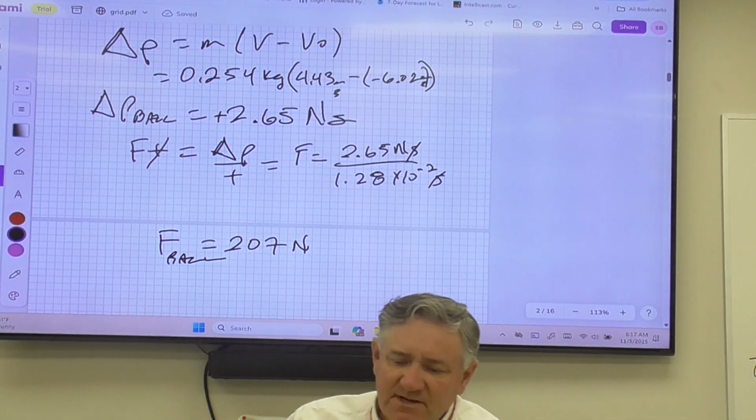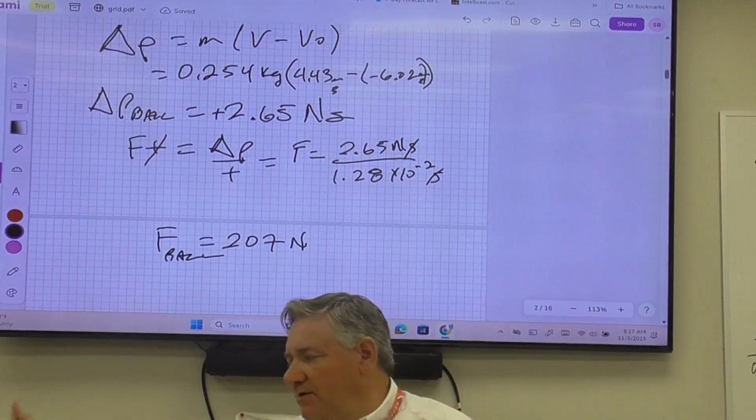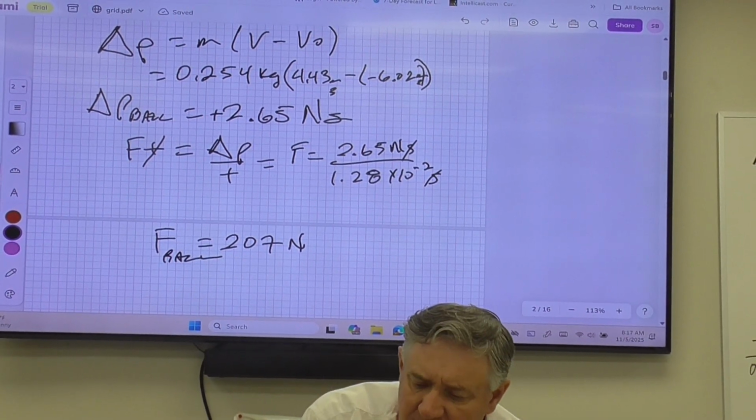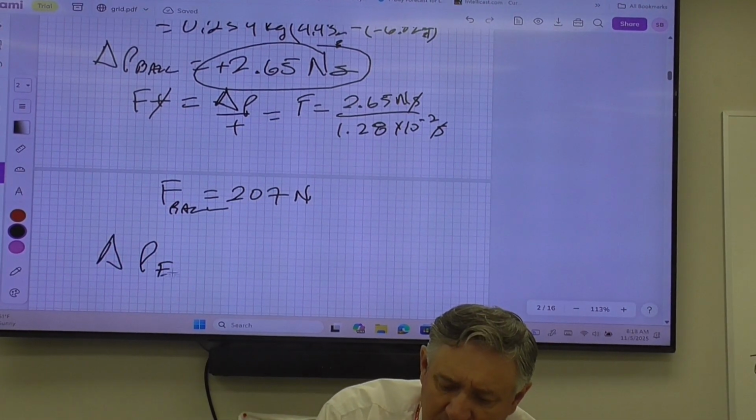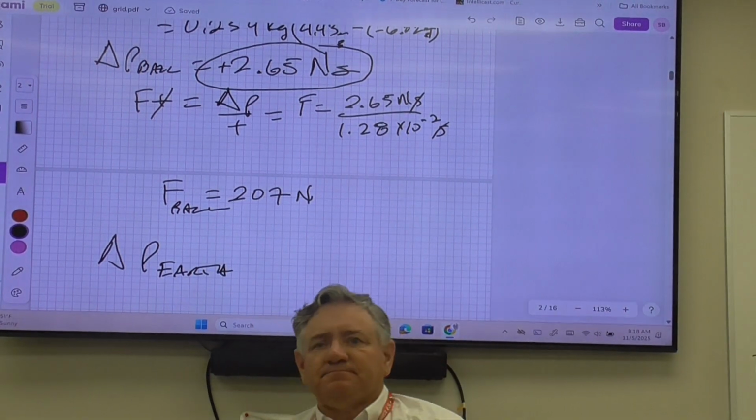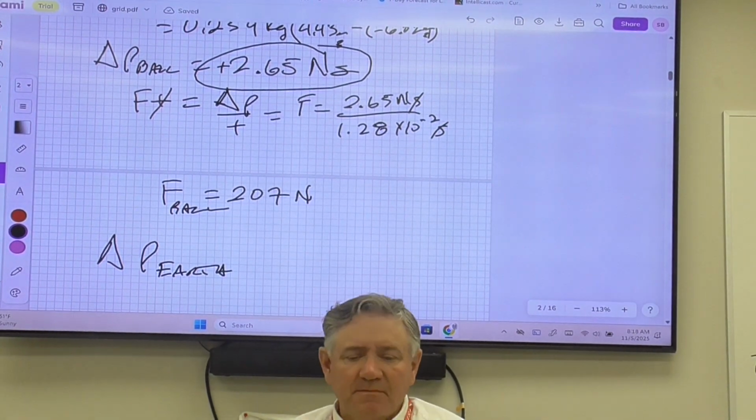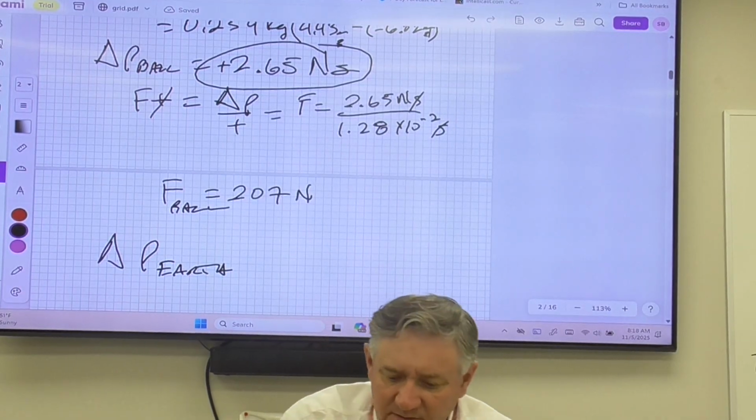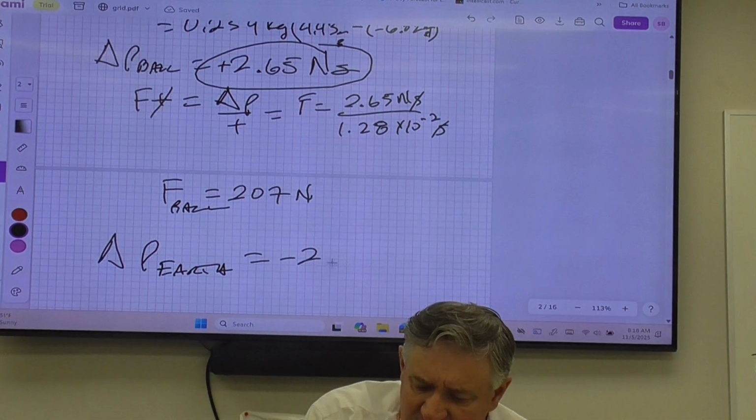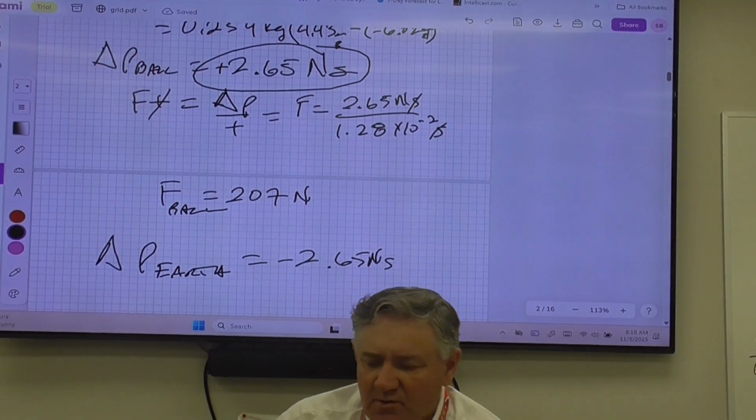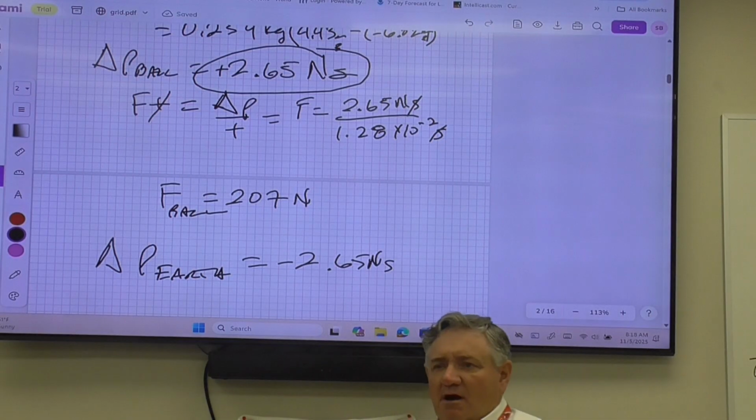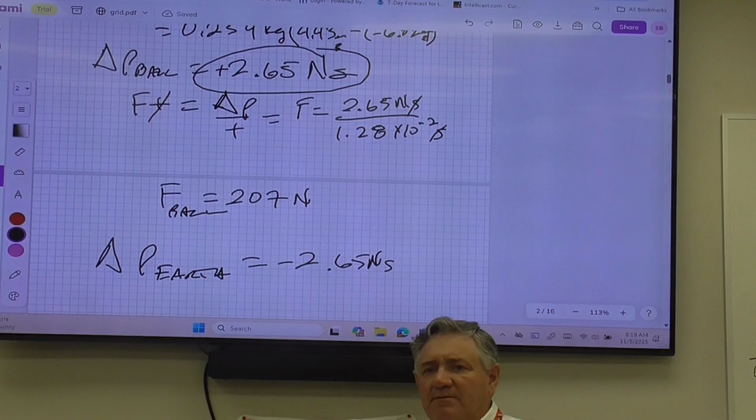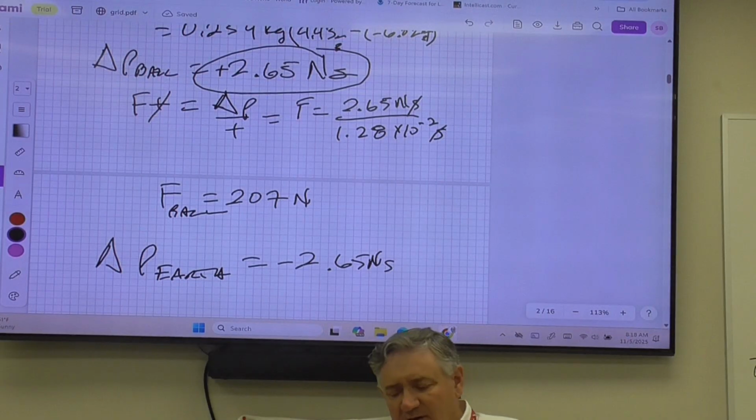Now, if momentum has to be conserved, the ball hits the earth. So if the change in momentum of the ball is 2.65 newton seconds, what's the change in momentum of the earth? Same amount, but a negative value. So the change in momentum of the earth is negative 2.65 newton seconds. Now, this is one of the questions that I just gave back. The question was like, if I push on this and I actually slow down, is that a violation of the law of conservation of momentum? And it's not, because I'm on the earth.